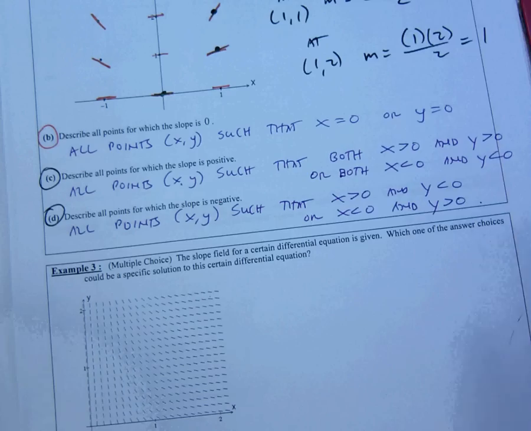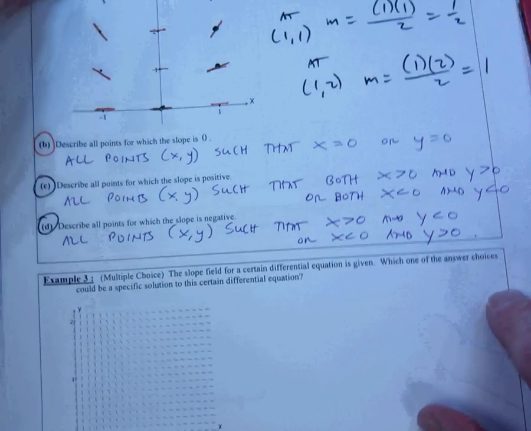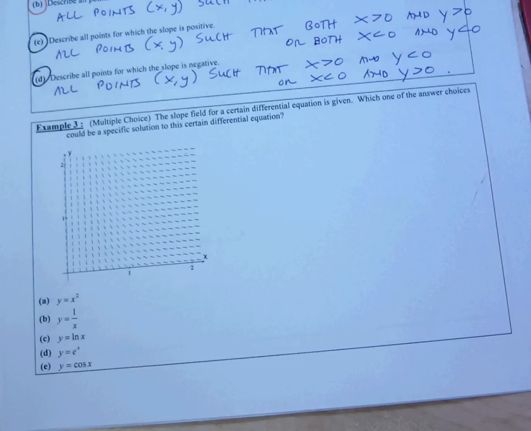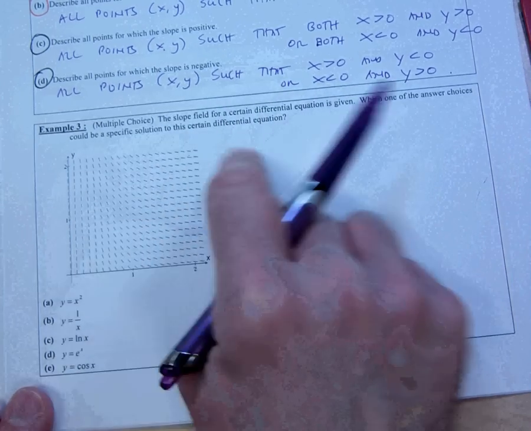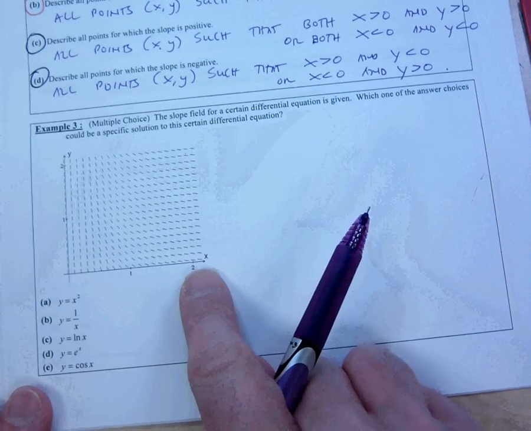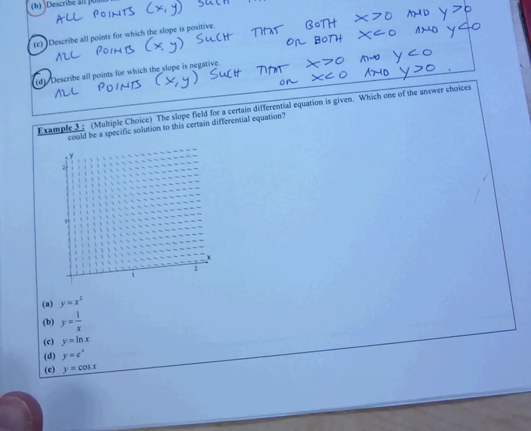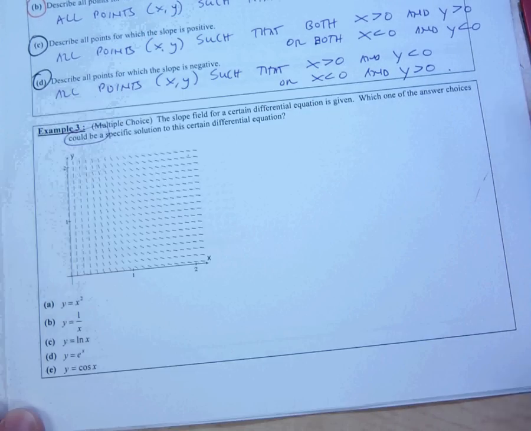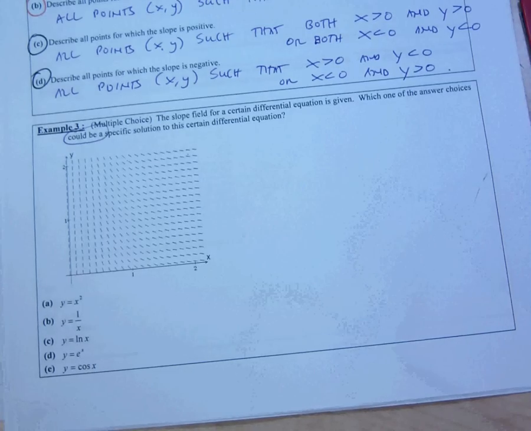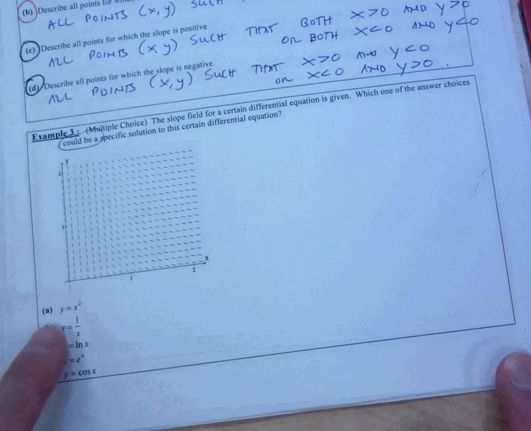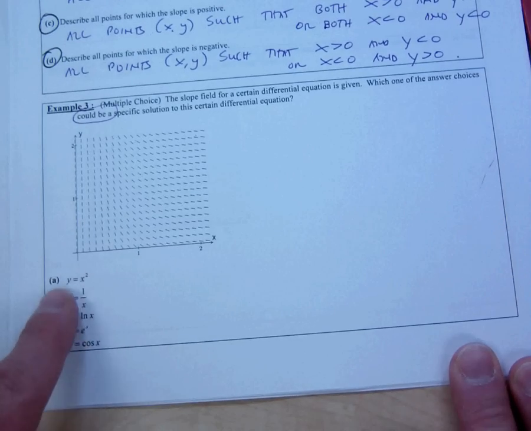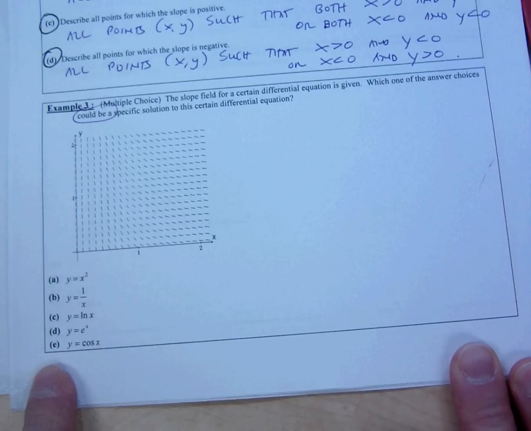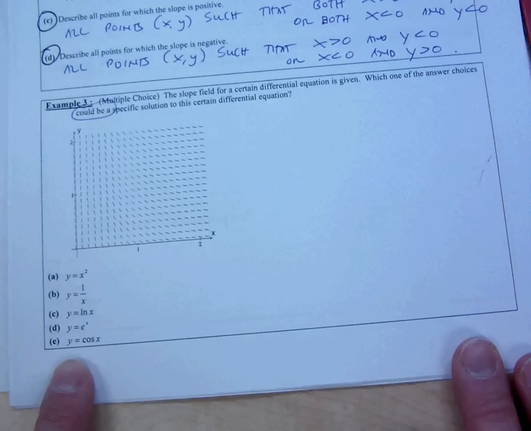So let's look at this old multiple choice AP question. What are they giving you, guys? This is not the entire slope field. This is just a piece of the slope field in the first quadrant, yes? All right, so what you want to do is look at that slope field and say which one of the answer choices could be a specific solution to this differential equation. And notice what they give you. They don't give you differential equations. They give you what? Solutions, or possible solutions.